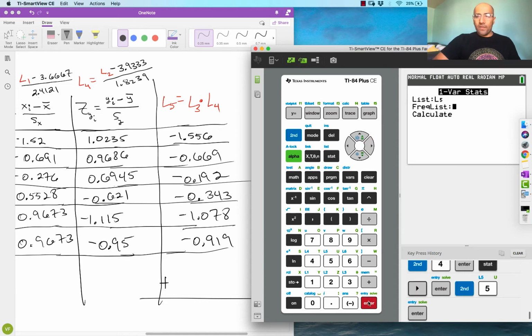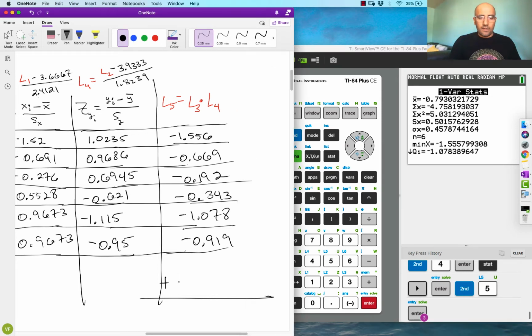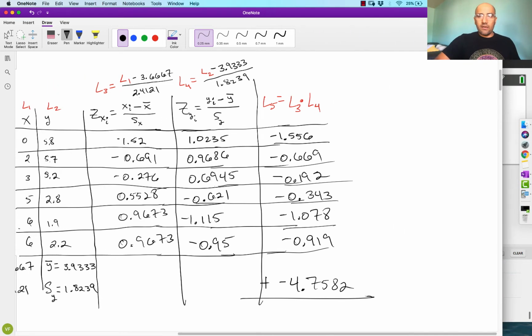Enter, enter, enter. And then right here, this is what we want. Remember, we don't care about the mean of list 5 or the standard deviation of list 5. We just care about the sum of all the values in list 5, and that's what this is. So the sum of all these numbers is negative 4.7582. Okay, so that takes care of the heavy lifting in the arithmetic needed to calculate this.